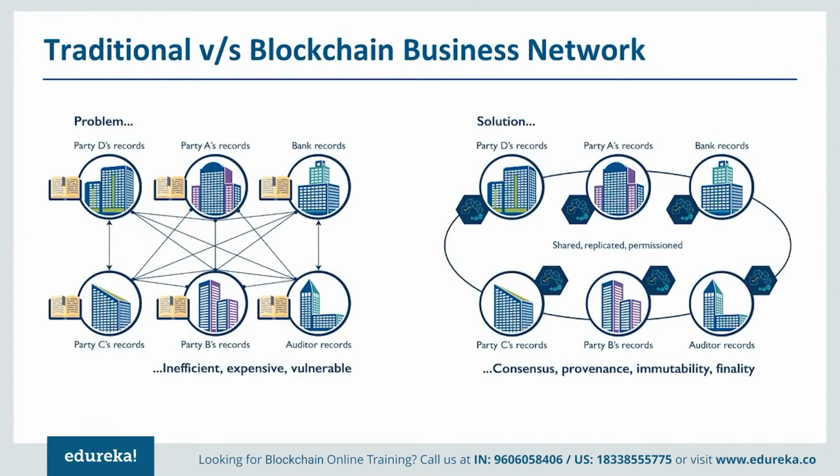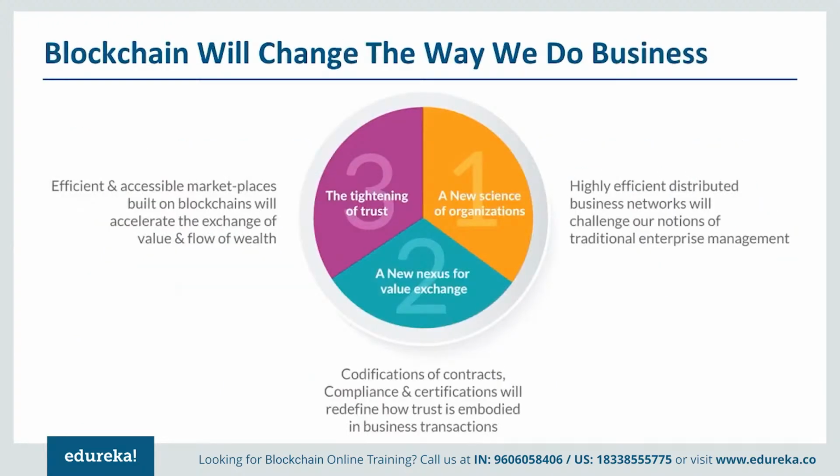Now the key problem is that in a traditional network, they are sharing information with each other in an inefficient, expensive, and vulnerable way, maybe by emails, maybe by unsecured transactions, and then there is a problem of reconciliation, etc. This is solved by using a blockchain-based network, where you have consensus, provenance, immutability, and finality. Blockchain, I think we already know, lets us create a highly efficient distributed business network. We can do the codification of contracts, compliance, and certifications, which will redefine how trust is embodied. Efficient and accessible marketplaces built on blockchains will accelerate the exchange of information and value.